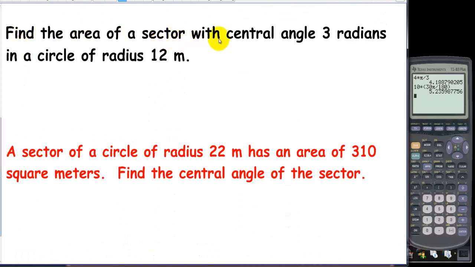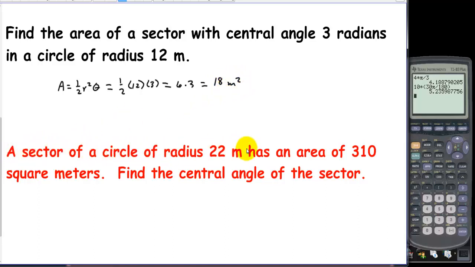Find the area of a sector with central angle 3 radians in a circle of radius 12 meters. Well, the area is equal to 1/2 r squared theta, which in this case is equal to 1/2 times the radius, which is 12, and then times 3 radians, so times 3. We have 6 times 3, which is 18 meters squared.